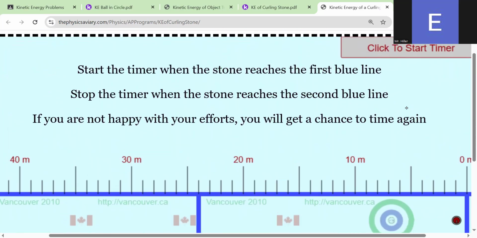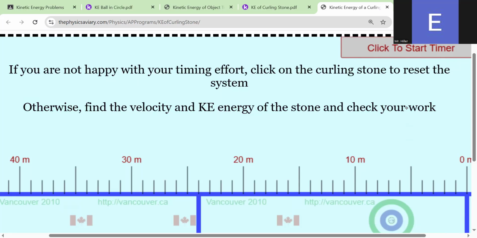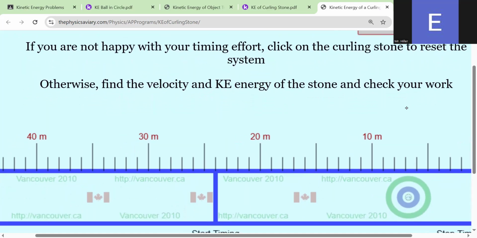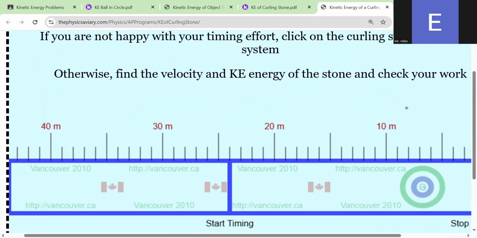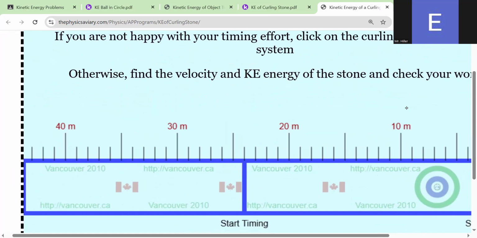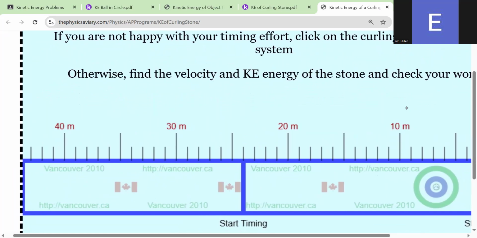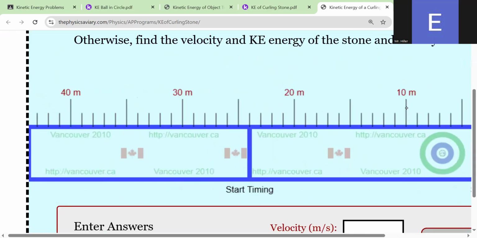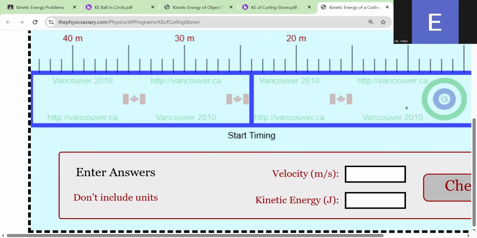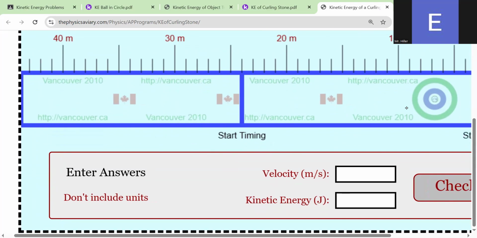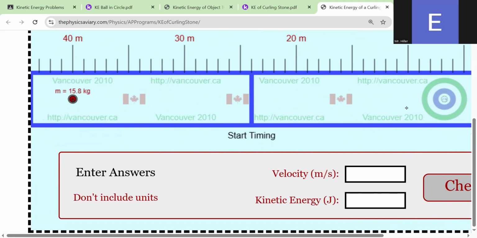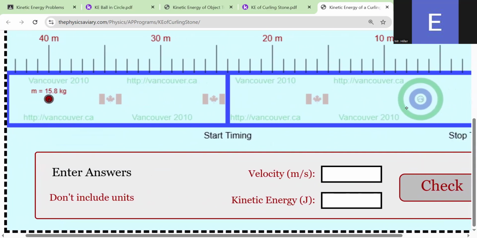If you see in the upper right-hand corner, you have to click to start the timer. So I'm going to reset mine. I've got the same distance. Once you get the curling stone going, let's see, I'm going to reset. Okay, I just reset. I just tapped the curling stone and set it back to the beginning.